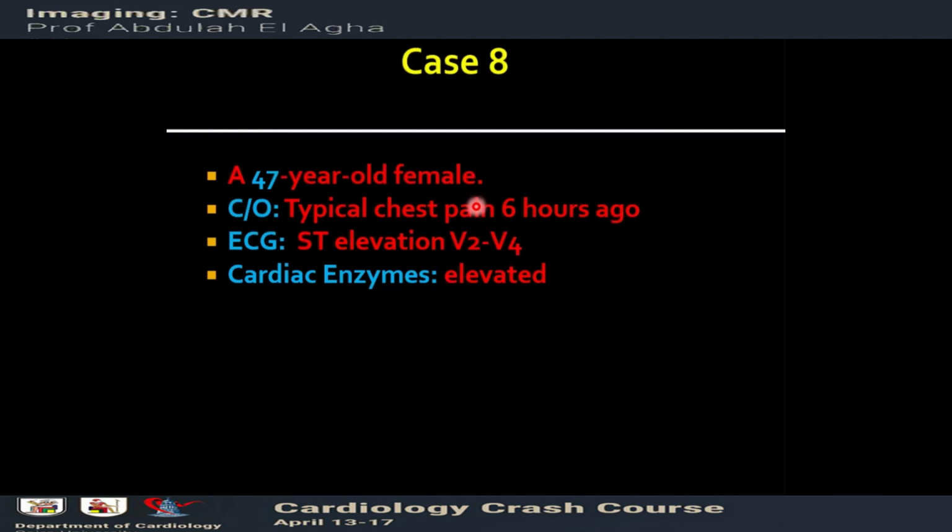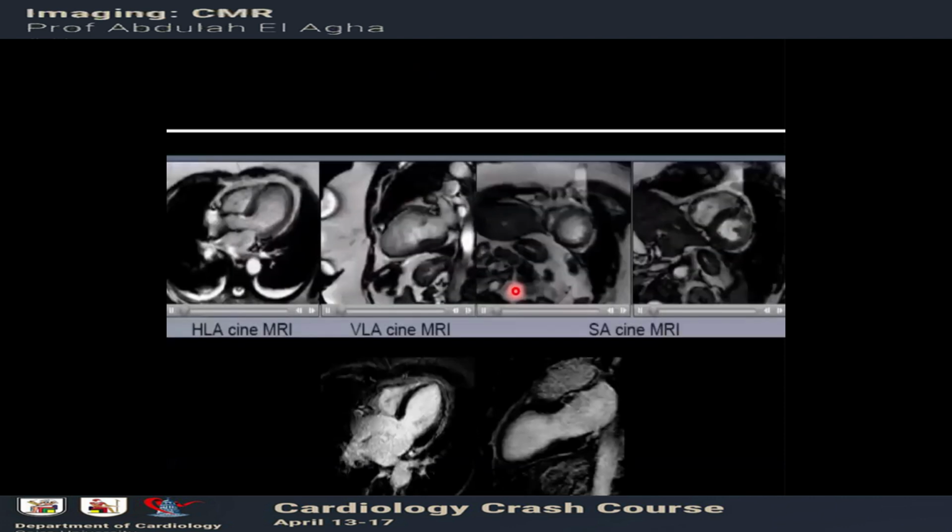Okay, this is a classic case of a cardiac MRI indication. A 47-year-old female with typical chest pain for 6 hours, ST elevation with elevated enzymes. What you're going to do is coronary angio, and it's normal. So it's a case of MINOCA, okay? Most cases of MINOCA will get a cardiac MRI, and then this is the cardiac MRI.